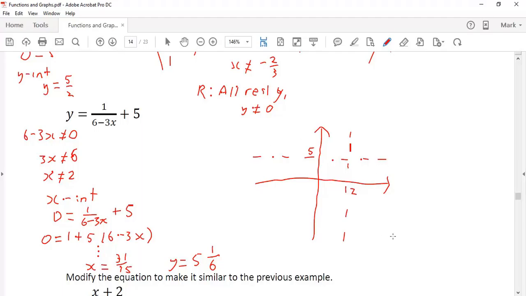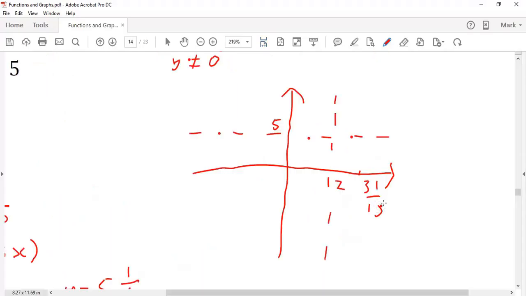What helps us in this case is also knowing the intercepts. 31 over 15 is just a bit more than 2. This graph's obviously not to scale, but it gives us an indication that it's going to be on this side. So it's going to be there, and 5 and 1/6 would be up here somewhere. Definitely not to scale, but it gives you an idea of how to do it.